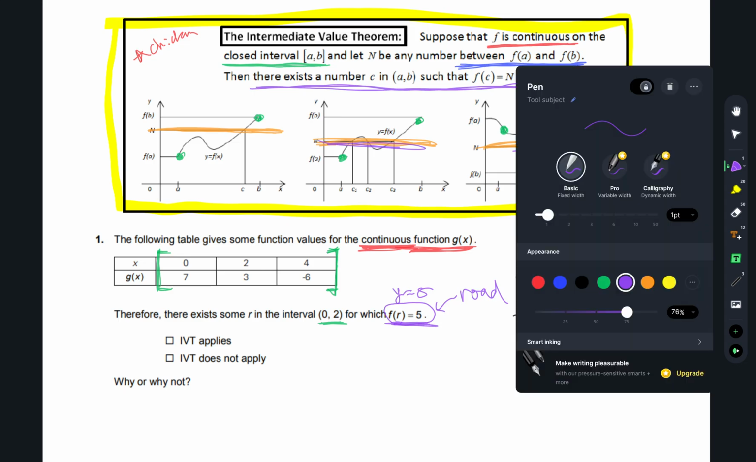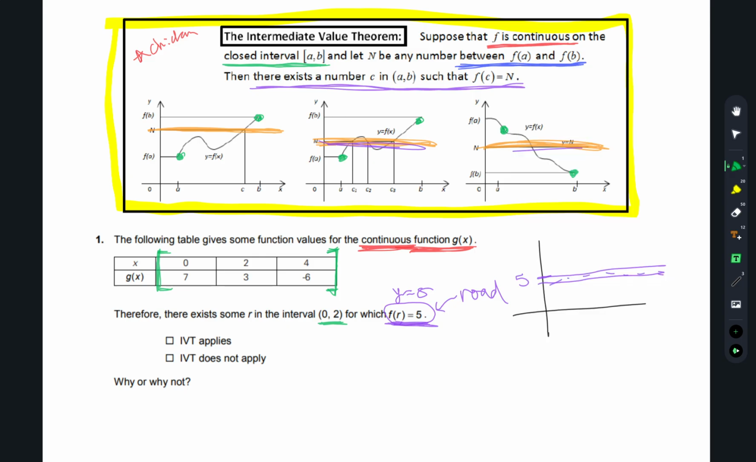And you need to get where the chicken started and ended. So the chicken started at x equals 0, 7, and ended, well, 4, -6. I don't even need to go to -6. Oh, they're talking about interval 0 to 2. So I guess we're going to focus on here instead of the 4. So 0 to 2, and then it's going to end at 3. So 2 comma 3, it's going to be here. Now, because it's a continuous function, it means it's going to cross. So the way you justify that, it'll cross at least once.